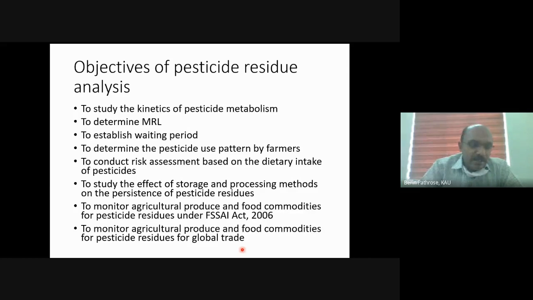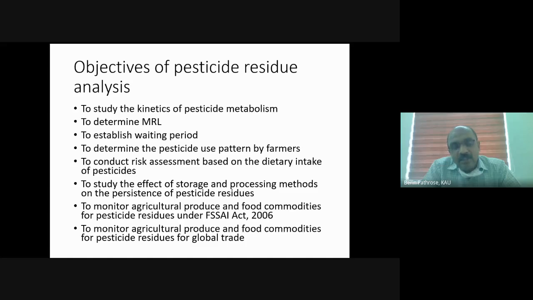Then, based on pesticide residue analysis, we establish the waiting period. I will discuss how MRL is determined and how the waiting period is established, so I'm not touching it over here, because that is one thing which we will study today itself after this slide. So it will help us to determine the maximum residue limit, help us to establish the waiting period, and help us to determine the pesticide use pattern by farmers.